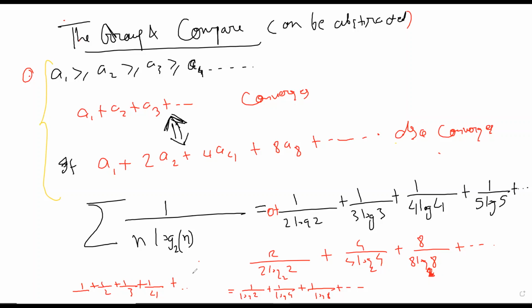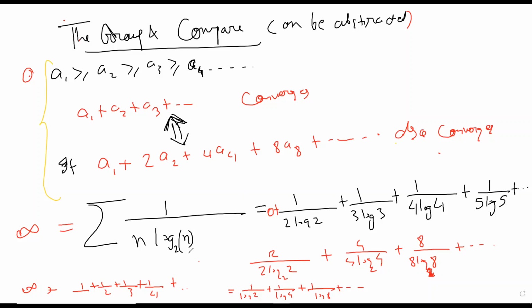But grouping and comparing, which is basically the condensation theorem, is working. Grouping and comparing with the harmonic series works. And we know that the harmonic series diverges, and so this also diverges. So this is another beast in the room, because any harmonic series diverges.